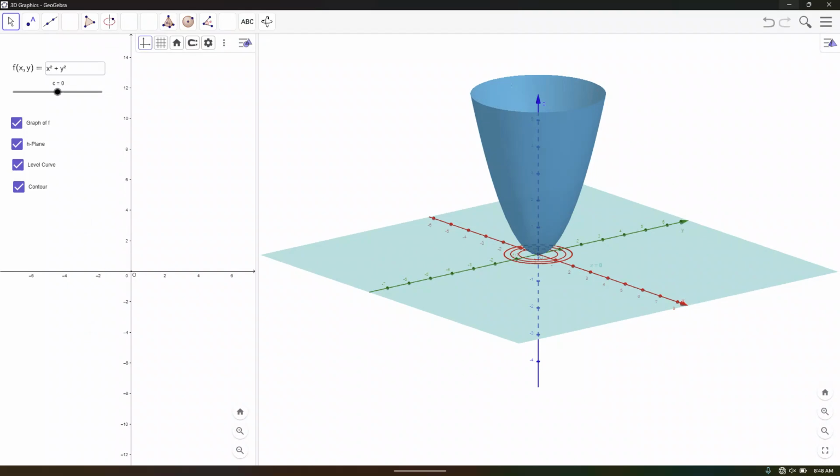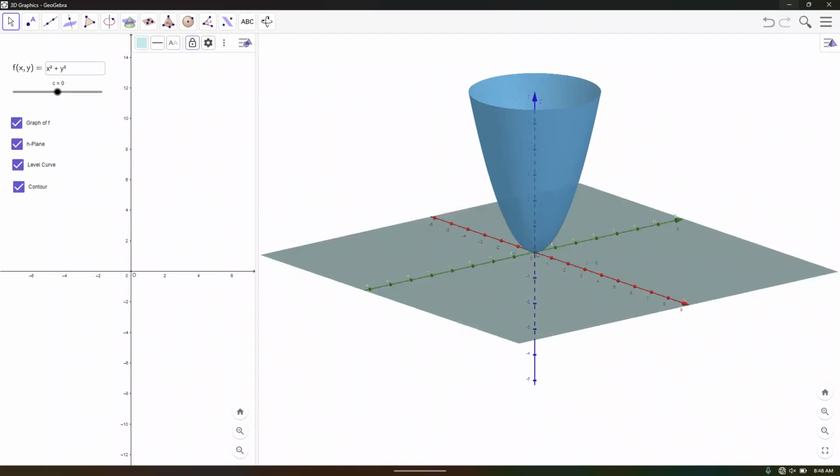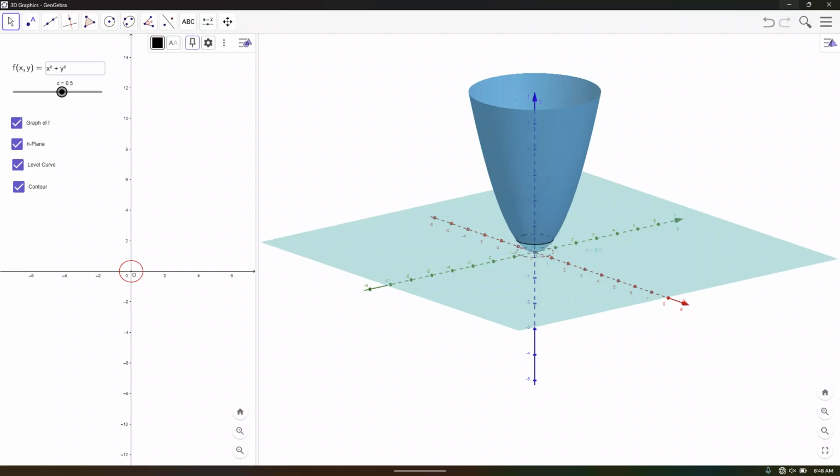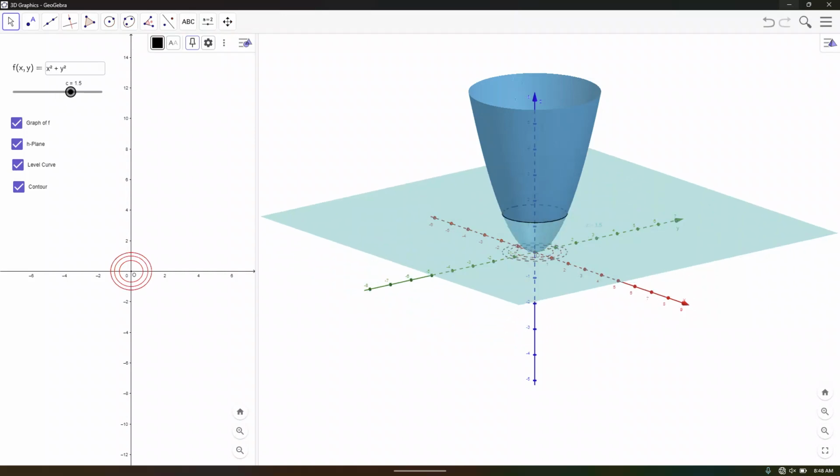Let me initiate this. So this is what's going to happen. I'm going to increase values of c. So for instance, for c equals 0, we just have the origin, this point, which is the intersection of the three axes. I'm going to increase the value of c. That's going to give me the intersection between the plane and the paraboloid, whose intersection looks like a circle, but actually the level curves are those intersections slammed onto the xy plane.